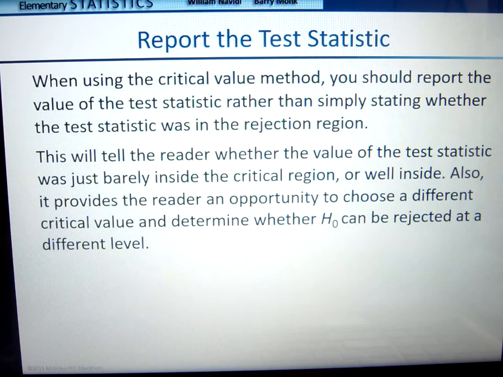When using the critical value method, you should report the value of the test statistic rather than stating whether the test statistic was in the rejection region. This will tell the reader whether the value of the test statistic was just barely inside the critical region or well inside. Also, it provides the reader an opportunity to choose a different critical value and determine whether the null hypothesis can be rejected at a different level.